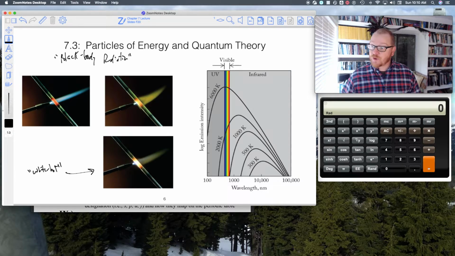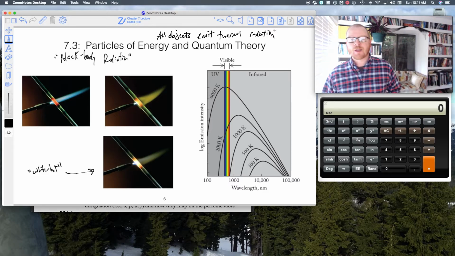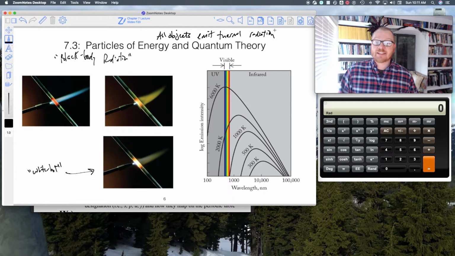Okay? So the reason for that is related to this principle of black body radiation. And the idea here is that all objects emit thermal radiation. So I'm going to write that down somewhere. All objects emit thermal radiation. And the energy or the wavelength or frequency of that thermal radiation is dependent on temperature.